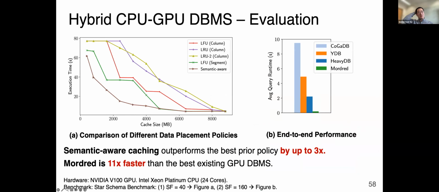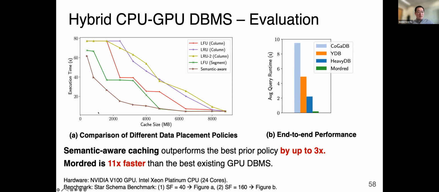So this slide summarizes the performance of Mordred. On the left-hand side, we are evaluating different caching policies. The y-axis is execution time, so the lower, the better. And the x-axis shows the cache size. Here we are fixing the data size. This is scale factor 40 for this figure, which is almost 40 gigabytes. The original data size is about 40 gigabytes, but we are changing the cache size.